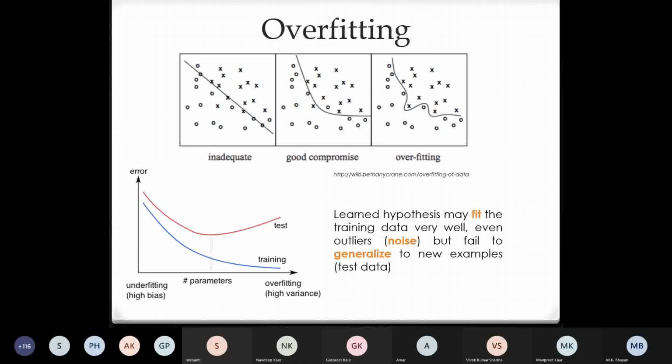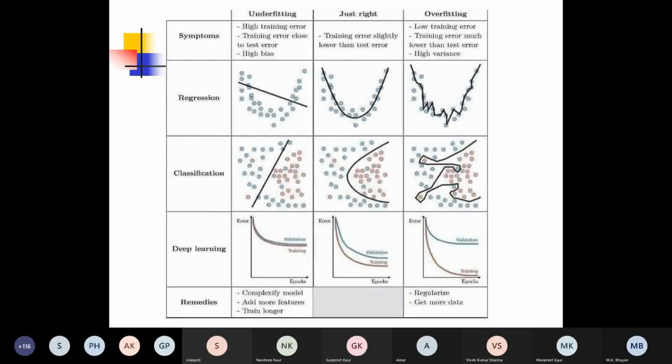In case of overfitting, during the training the error is minimum, but during the testing the error is maximum. So that is why we have to consider a good compromise, the middle one. Underfitting corresponds to high bias, and overfitting corresponds to high variance. So that is the concept of overfitting.